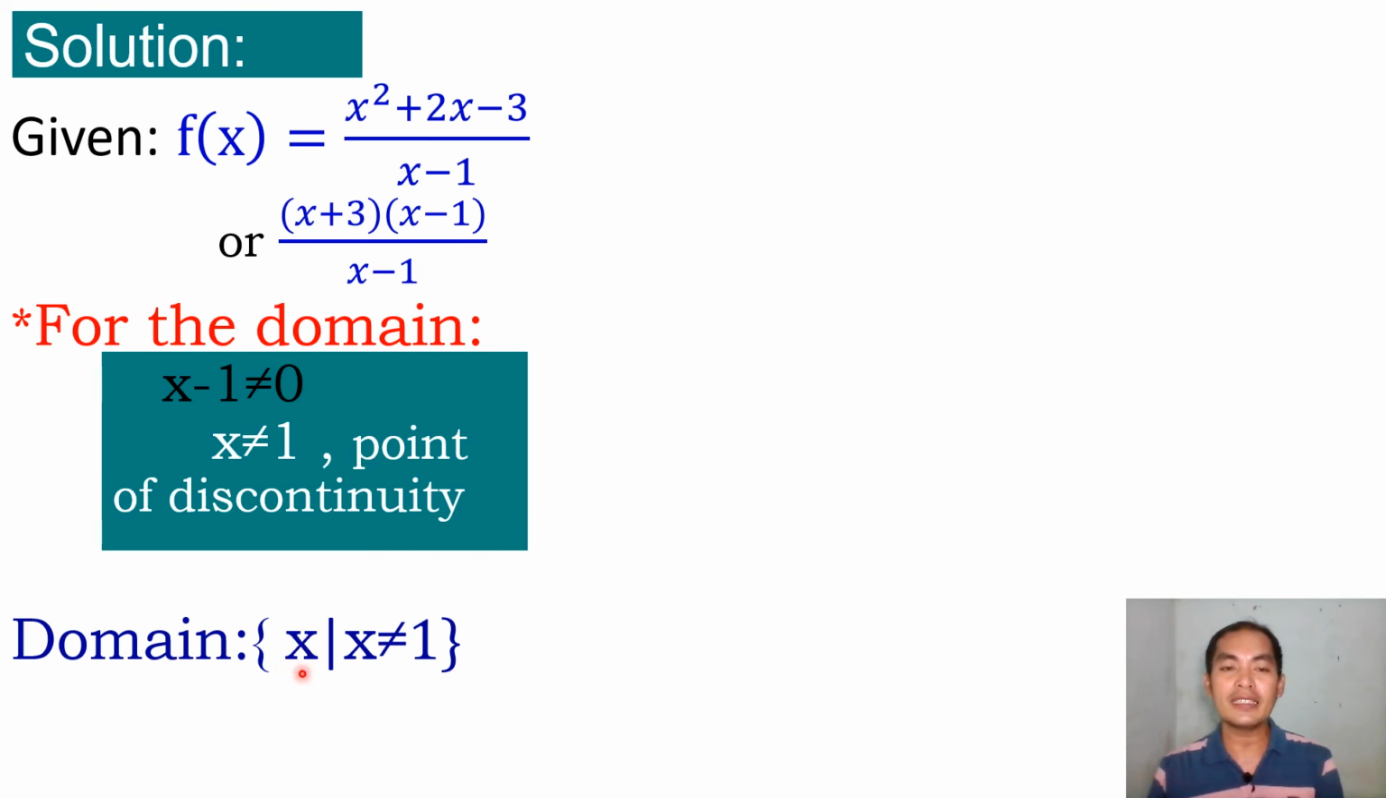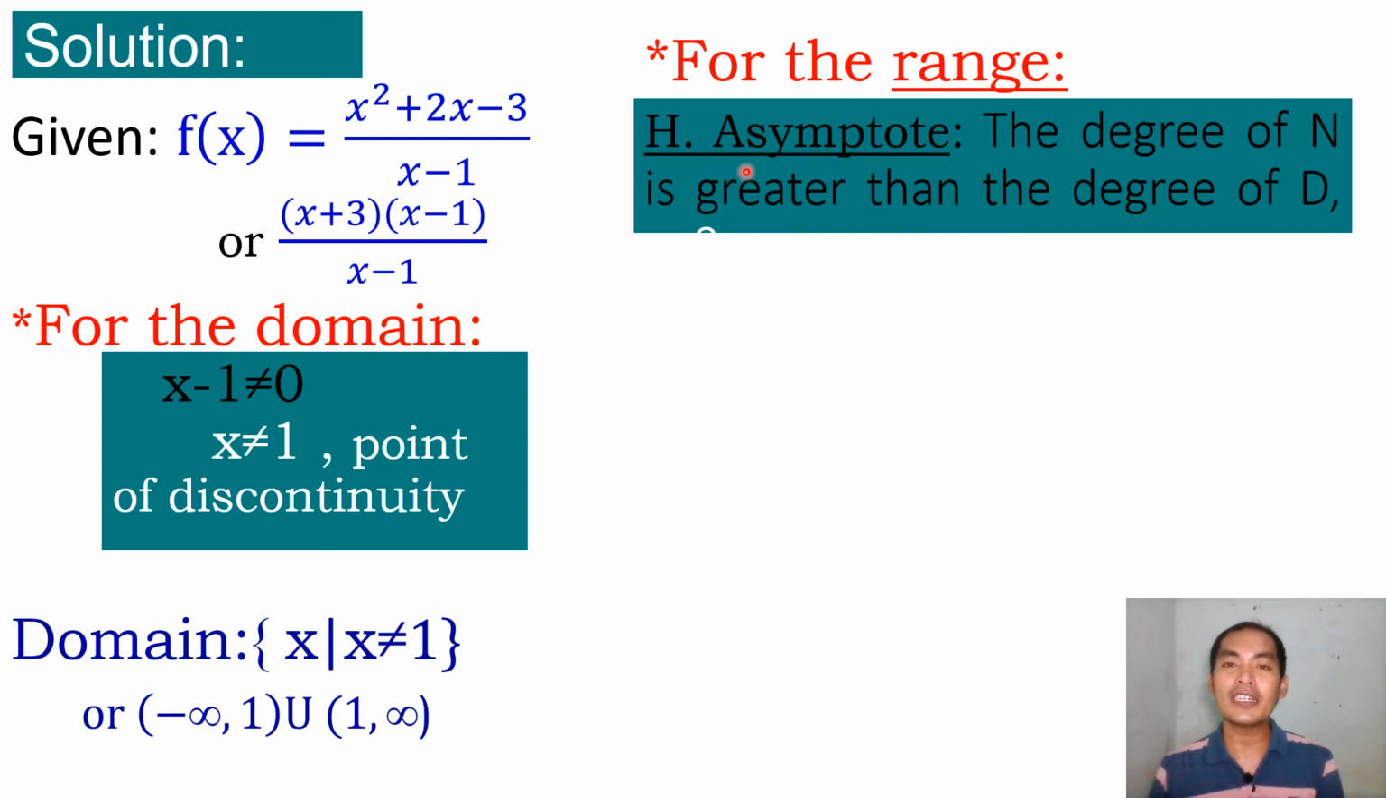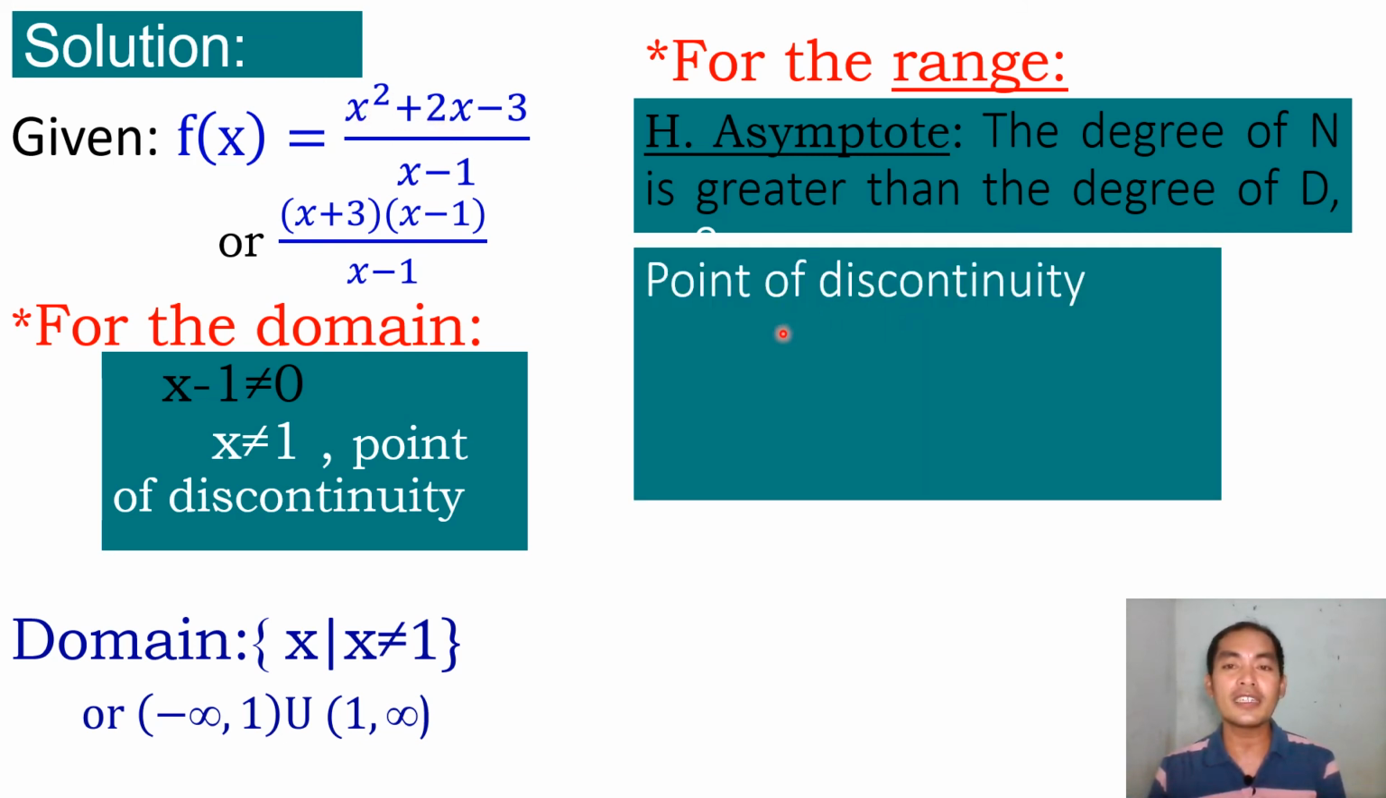Therefore, our domain is the set of all x such that x is not equal to 1, or that is an open interval from negative infinity to 1 union, open interval from 1 to positive infinity. For the range, so we have the horizontal asymptotes. Since the degree of the numerator is greater than the degree of the denominator, therefore there is no horizontal asymptote. But there is a point of discontinuity kasi may kinancel tayong common factor. Once na may kinancel kayong common factor, meaning there is a point of discontinuity.